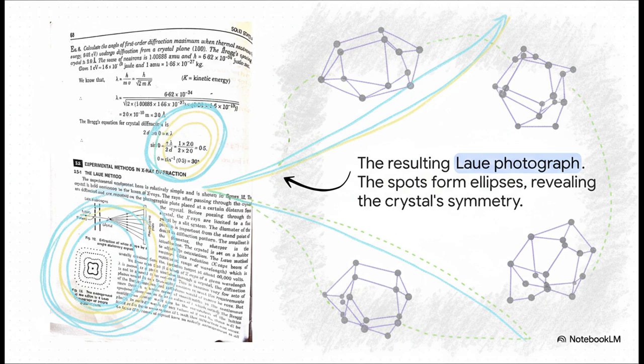It's brilliant. The spots on a Laue photo aren't random at all. They arrange themselves into these really elegant ellipses. And here's the cool part. The symmetry of that pattern you see is a direct mirror of the internal atomic symmetry of the crystal itself. It's an amazing way to quickly check a crystal's quality and its orientation.